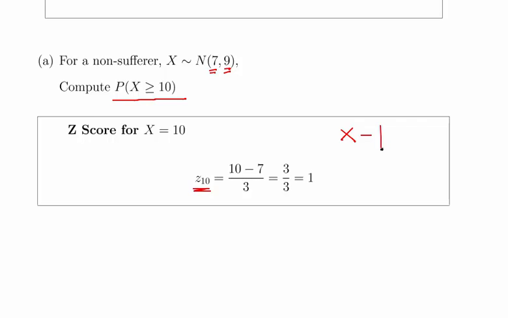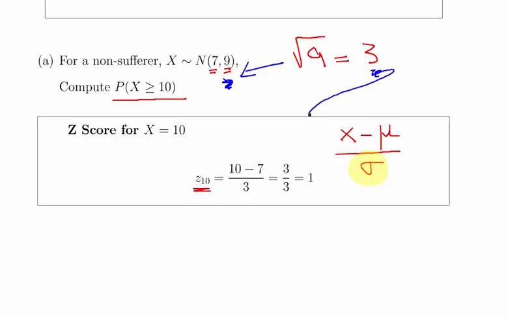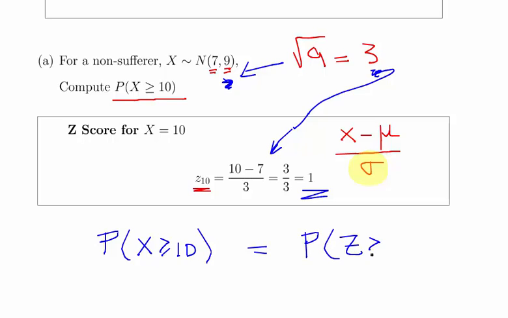Just to be clear, this is the formula for calculating a z-score, and here we use the variance, and we take the square root of that to get our standard deviation, which we use in the formula. So anyway, we end up with a z-score of 1. So the probability of x greater than or equal to 10 is equal to the probability of z being greater than or equal to 1.